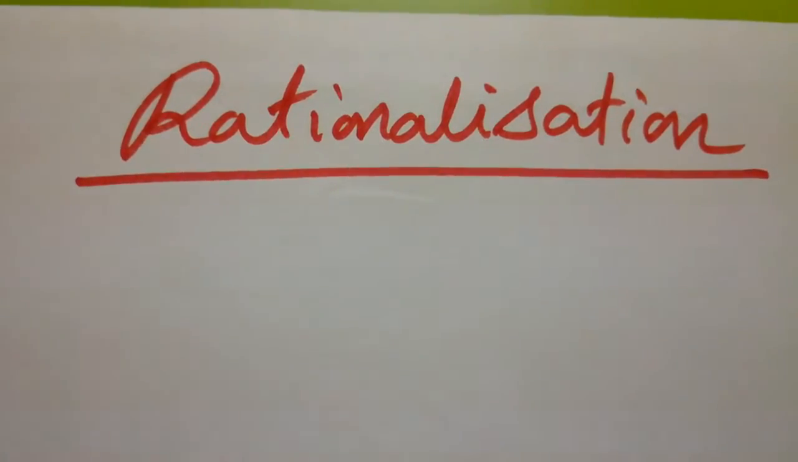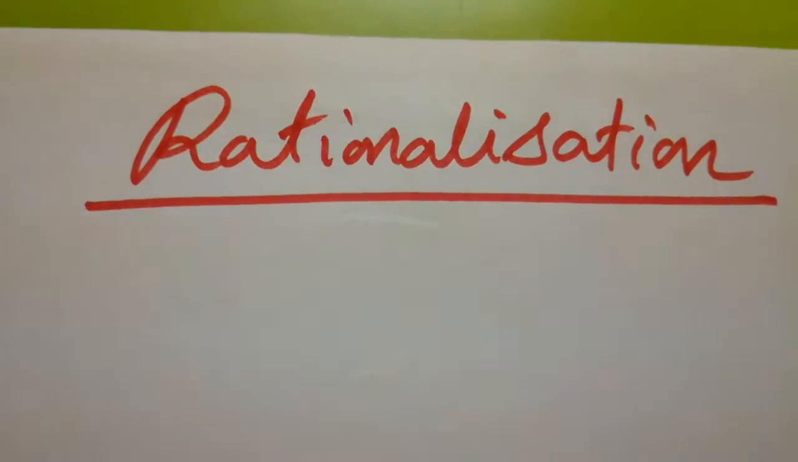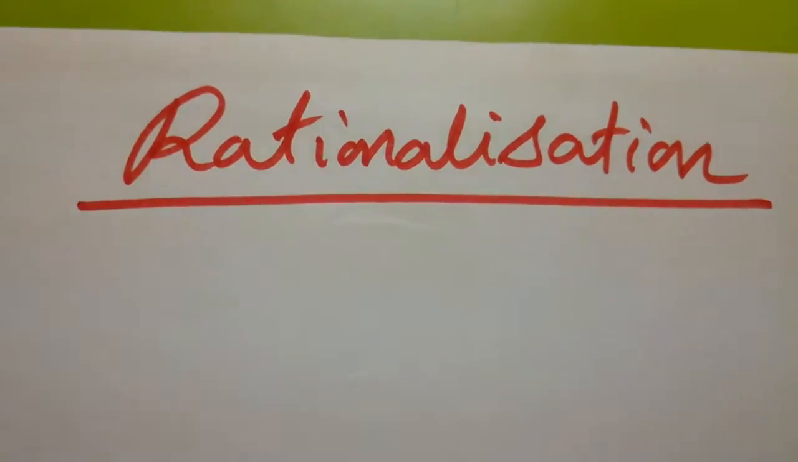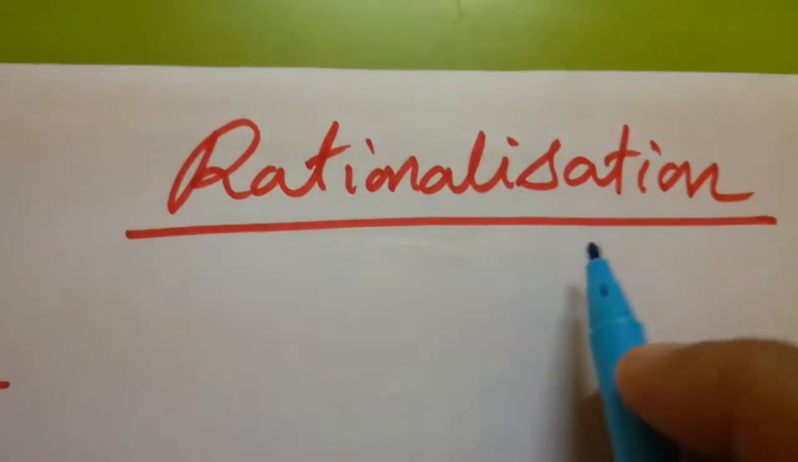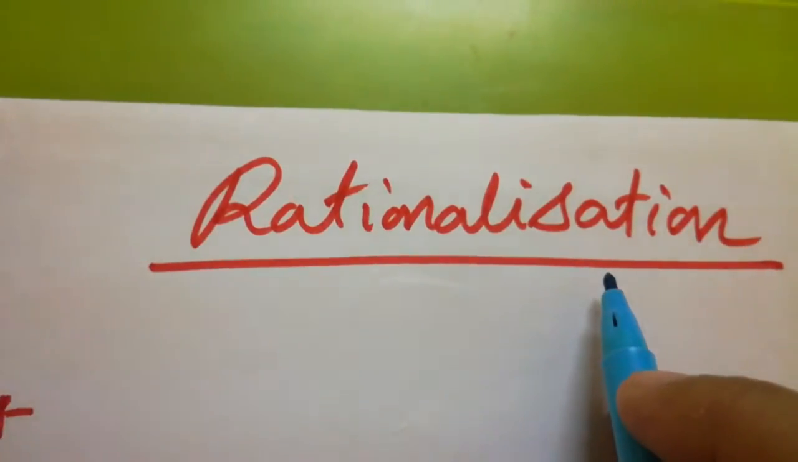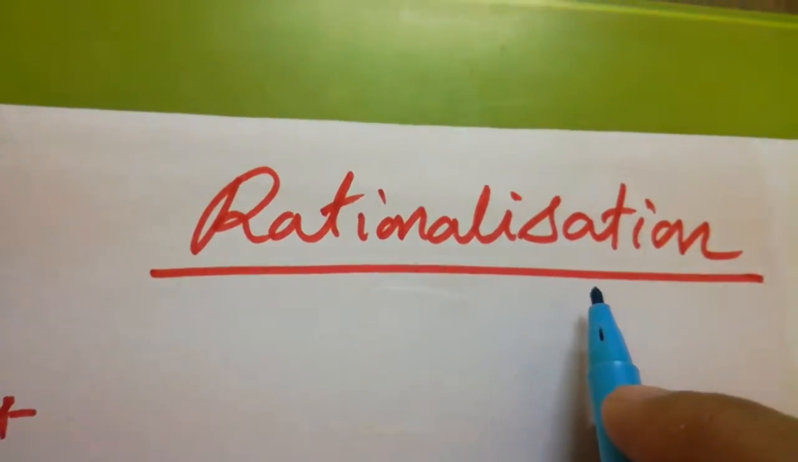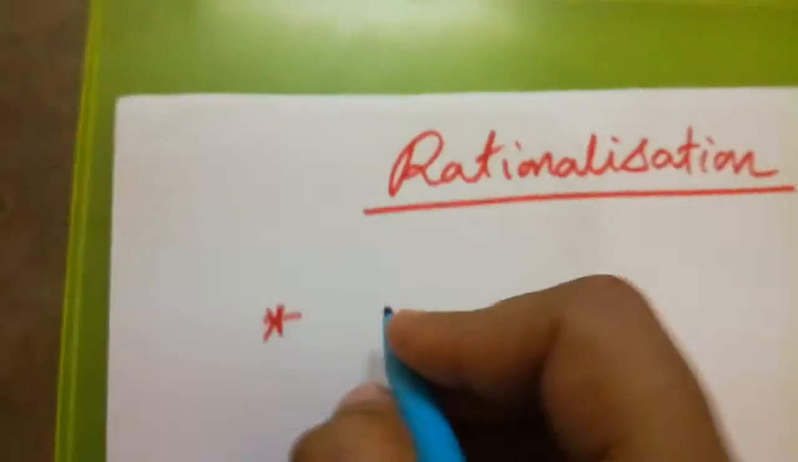Hello dear students, today we will discuss the simplification of expressions containing square root in denominator by rationalizing the denominator. Here the term rationalization means the process by which a fraction is written so that the denominator contains only a rational number. Let's see an example.